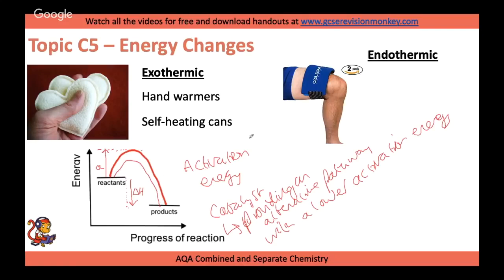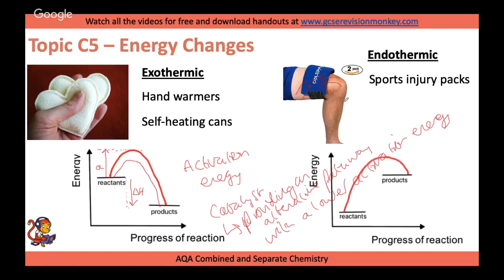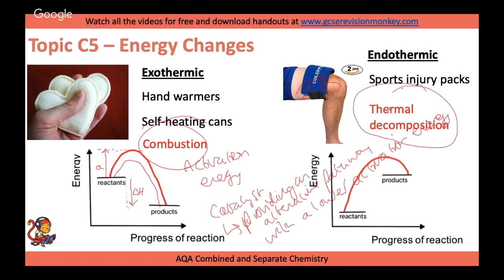So endothermic then, used in things like sports injury packs, because you want the heat from your knee injury to be taken into the reaction. And it's the opposite reaction profile. So energy is taken in, so the product line is higher than the reactants. So combustion is an example of a chemical reaction that is exothermic, and thermal decomposition, where you take in heat to break down something, is an example of an endothermic reaction.